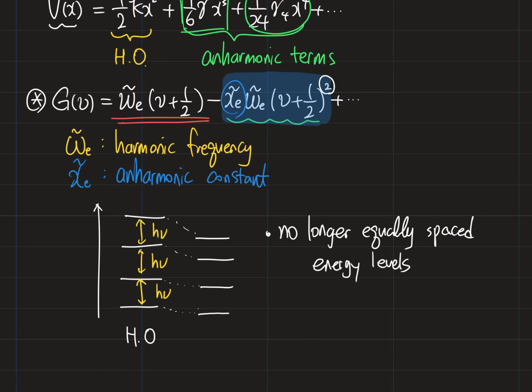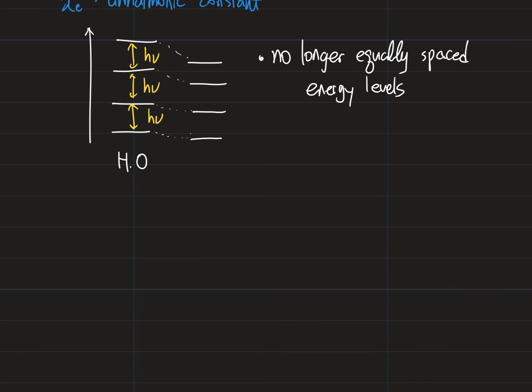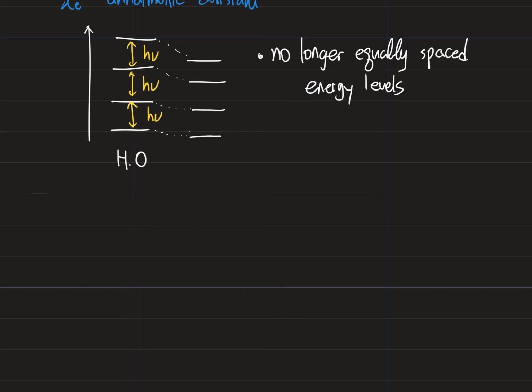And there is a second impact of including this anharmonicity: the appearance of overtones.